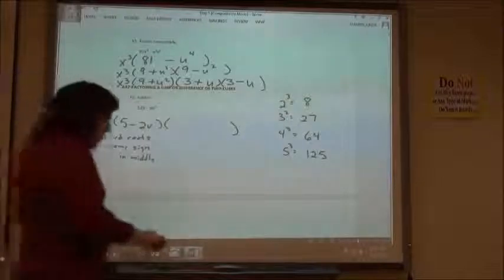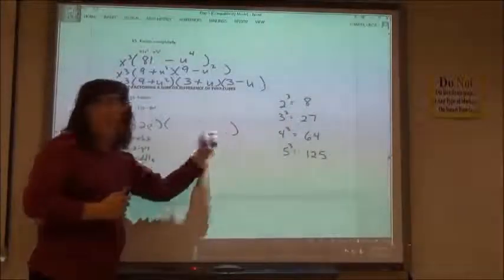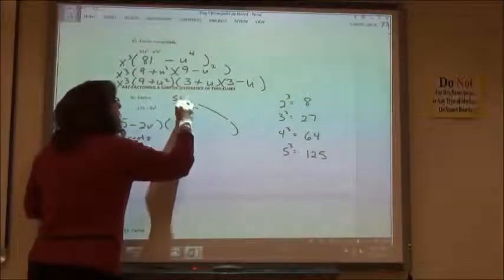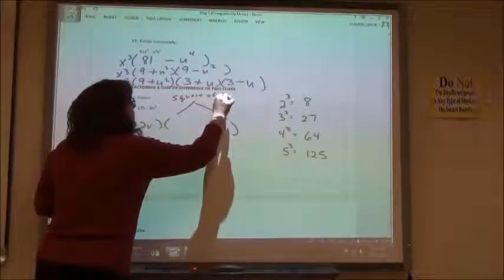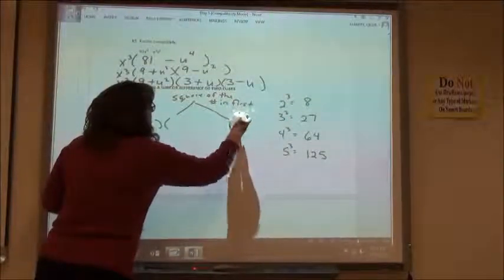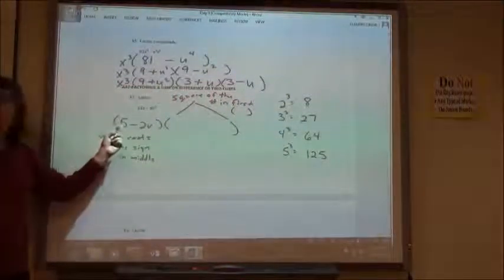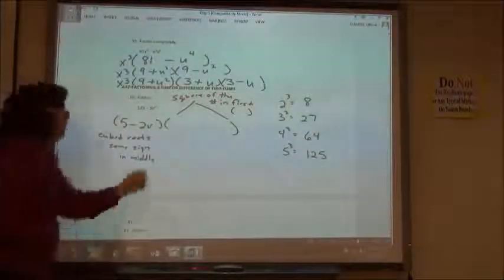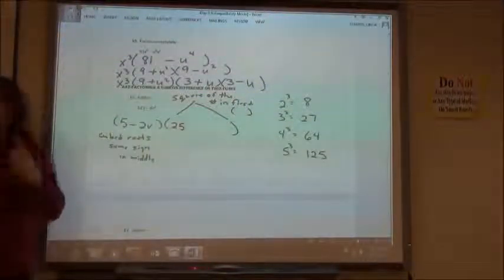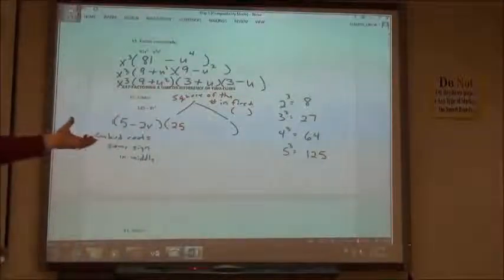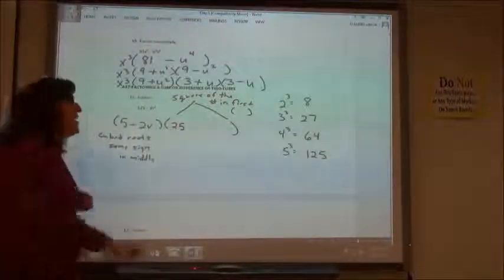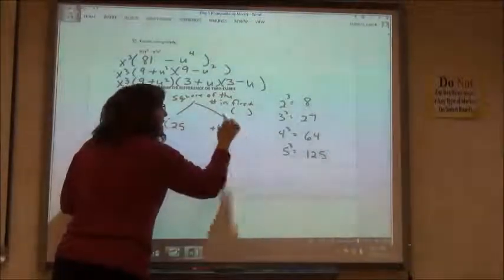Now when I do my other set of parentheses, I'm going to do the first term and the last term first. This and this are the squares of the numbers in the first parentheses. So I'm going to take 5 and square it. 5 times 5, 25. I'm going to take my negative 2v and square it. Now when I take a negative times a negative, I'm going to end up with a positive on that end, because whenever I square something I get a positive, right? 2v times 2v would be 4v to the second power.